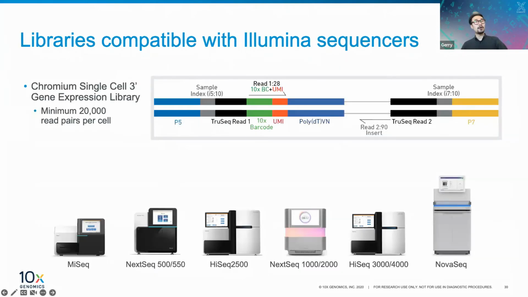Okay, so at the end of everything, once you have constructed your libraries, they are going to look like this. And these libraries are compatible with Illumina sequencers. So for a single cell 3' gene expression library, we recommend a minimum of 20,000 read pairs per cell. I'm not going to go into the details of this library construct too much today. I'll be going through it more in the workflow presentation next week. So these libraries are compatible with any of the Illumina sequencers, basically.